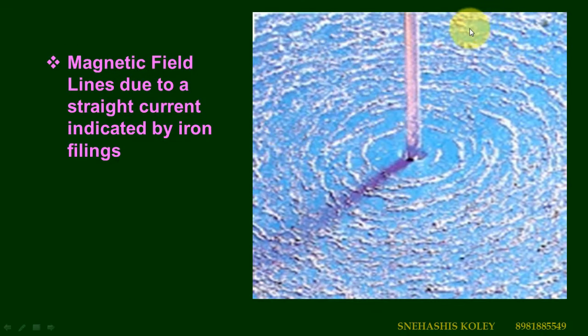Here is another picture in which you can see that around a current carrying conductor we sprinkle some iron filings, and when we press the switch on, that means when the current is passed through the conductor, the iron filings rearrange themselves in a concentric circle around the current carrying conductor.